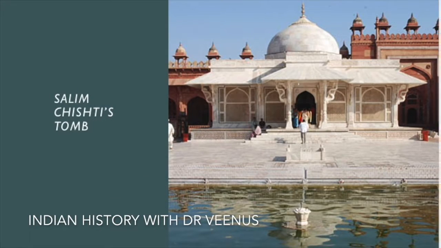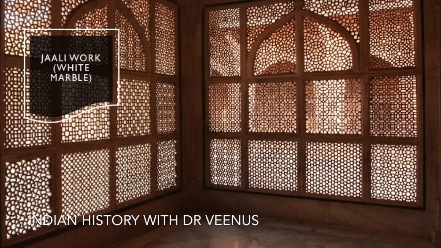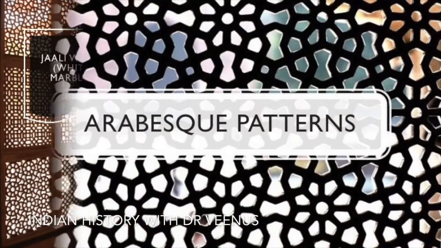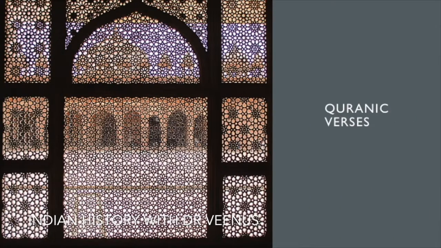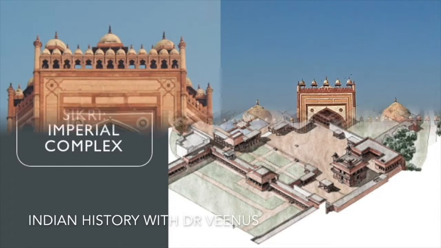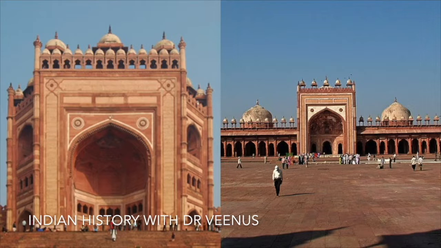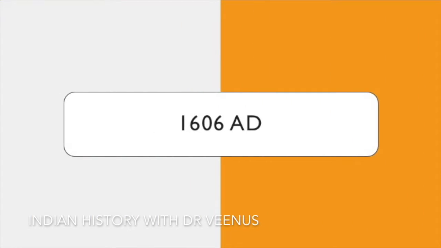Salim Chisti's tomb was built in 1581 AD. It has beautiful jali work in white marble. It has arabesque patterns with inscriptions of Quranic verses on the walls. It is in the Imperial complex, which also has Buland Darwaza and Jama Masjid. It was further decorated by Jahangir in 1606 AD.